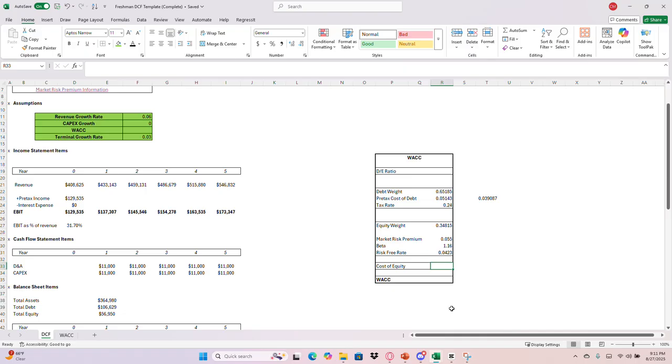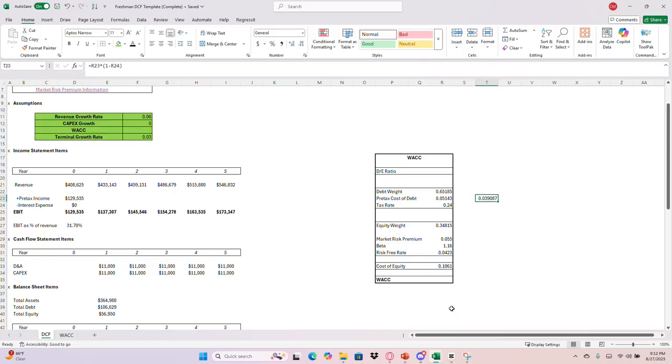But anyways, moving into the cost of equity, we calculate cost of equity using CAPM. And CAPM is literally just y equals mx plus b. But instead of y equals mx plus b, it's risk-free rate, which is our intercept, plus our beta times market risk premium, and we get a cost of equity of 10.61%.